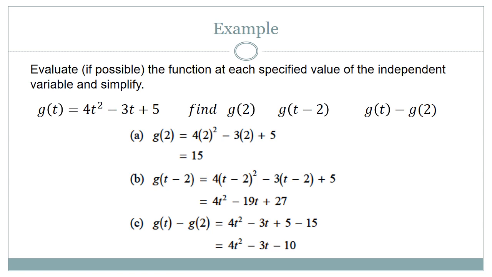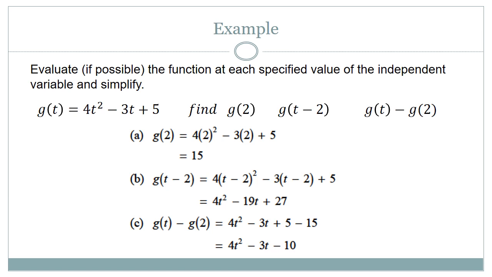And then you'll distribute the minus 3 to the t minus 2. That'll give you minus 3t plus 6 and then plus 5. When you multiply that out and you combine like terms, you get 4t squared minus 19t plus 27.